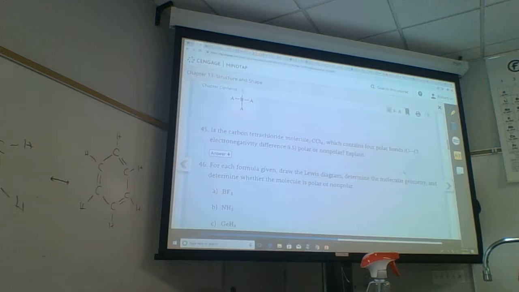Is the carbon tetrachloride molecule CCl4, which contains 4 polar bonds, carbon-chlorine bonds have an electronegativity difference of 0.5, polar or non-polar? The bonds are polar, however, the molecule will be non-polar. Does everybody see that? It's because of the tetrahedral symmetry.